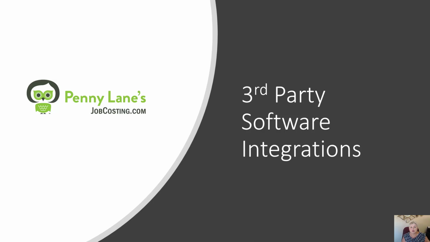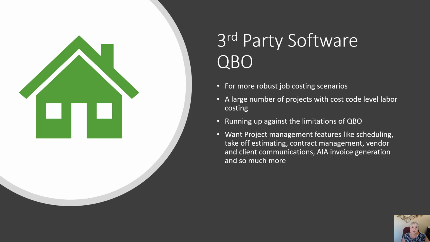Now let's talk about third-party software integrations. You're going to want to use a third-party software with QuickBooks Online if you want a more robust job cost scenario than what's available to you with QuickBooks Online and the projects feature itself. If you have a large number of projects with cost code level labor job costing, as we discussed, it could be really prohibitive to get the labor into QuickBooks on projects by itself, and so you might want to use a third-party program for your job costing.